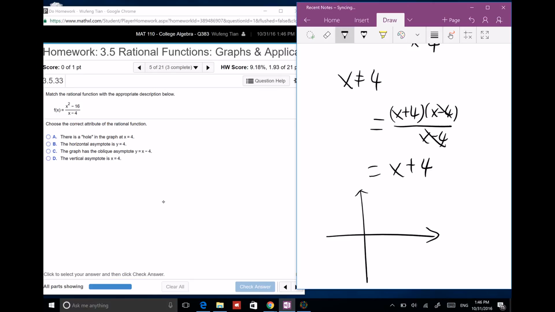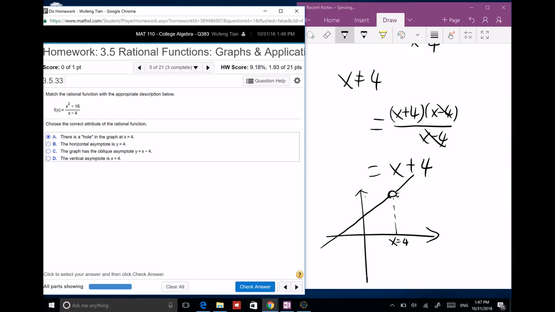So 4 and 8, okay, so basically it's going to be like this and this, and there is a hole when x equals 4 here. x equals 4, there is a hole in the middle. So the graph as a whole has a hole at x equals 4.